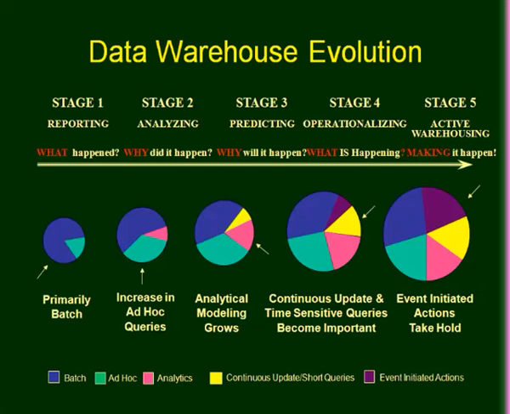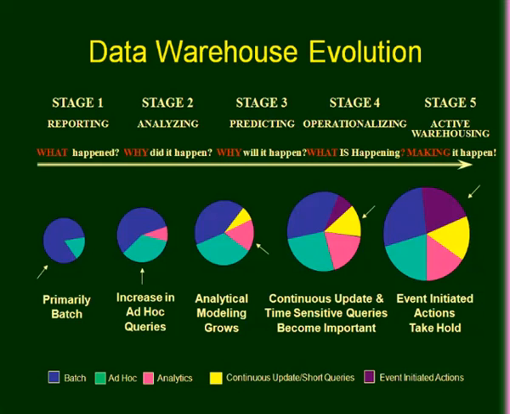In the sense that continuous updates and short queries are added here. Operationalizing the data warehouse is nothing but continuous update, and time sensitive queries become important. And if you go to the last stage, the active data warehousing stage, event initiated actions take hold. So all these five components, batch, ad hoc, analysis, continuous update, short queries, event initiated actions, are all part of active data warehousing. Equally shareable here.